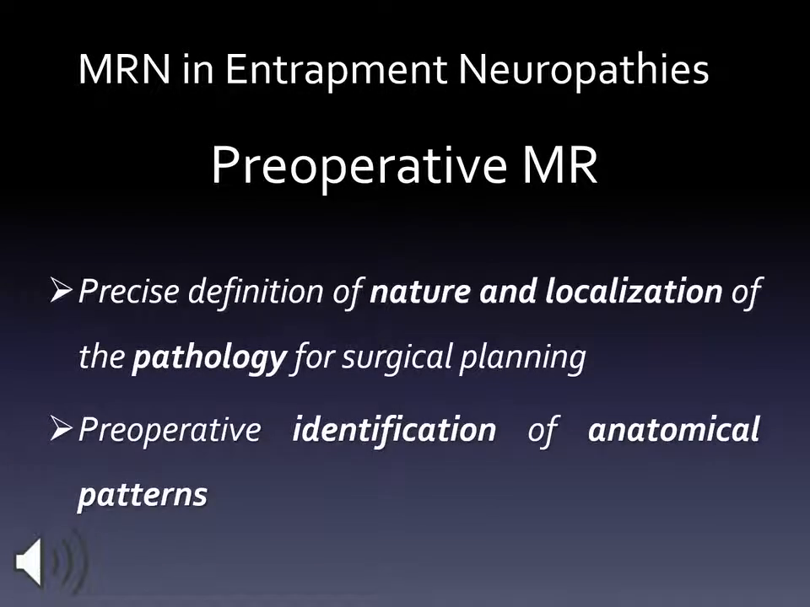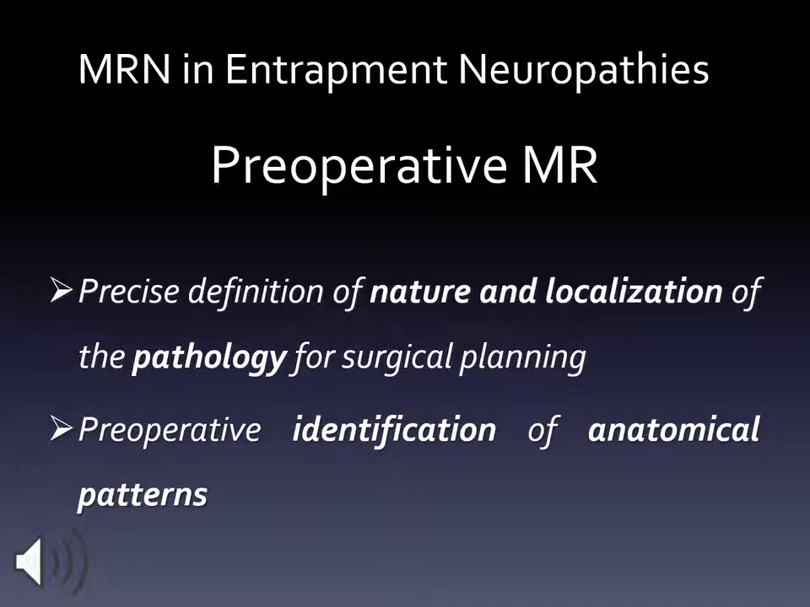Morphologic MRI sequences can help in assessment of entrapment neuropathies. Preoperatively, the magnetic resonance gives us a precise definition of nature and localization of the pathology for surgical planning. MR neurography has fewer limitations for assessing deep or difficult anatomic areas.